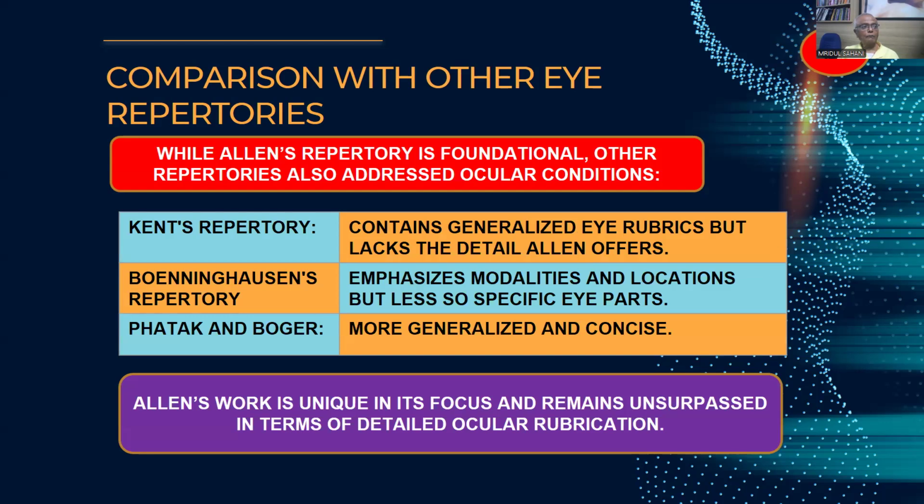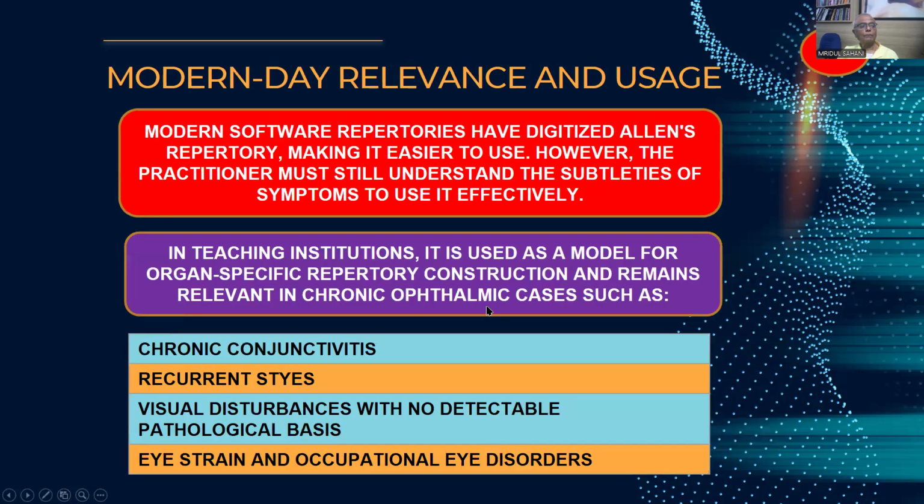So, comparison with other repertories: when you compare with Kent's repertory, it definitely contains generalized eye rubrics, but lacks the details of Allen's work. Then Boenninghausen's repertory emphasizes modality and location, but is less specific to the eye parts. Then Pathak and Boger are more generalized and concise. So Allen's work is unique in its focus and remains unsurpassed in terms of detailed ocular rubrication. So in the present arena, software has digitized Allen's repertory, making it easier to use. However, the practitioner must still understand the subtleties of the symptoms and their effects. In teaching institutions, it is used as a model for organ-specific repertories. But as a practitioner, you have to use it for comparative study in chronic ophthalmic cases also.